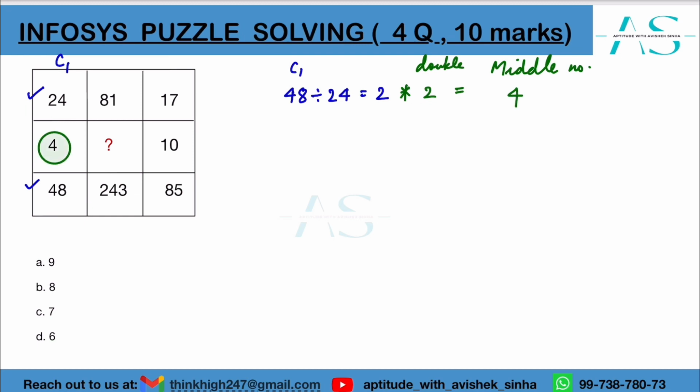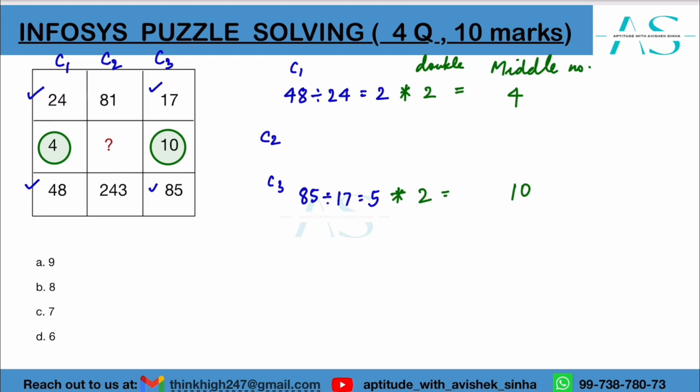If this is our pattern, if this is my logic, then it should be common for column 2 and column 3 as well. So let me use the same logic in column number 3, starting with this one. So 85 divided by 17, we get the value as 5. Taking the double of it, it becomes 10. Do we have the middle number as 10? Yes, absolutely yes.